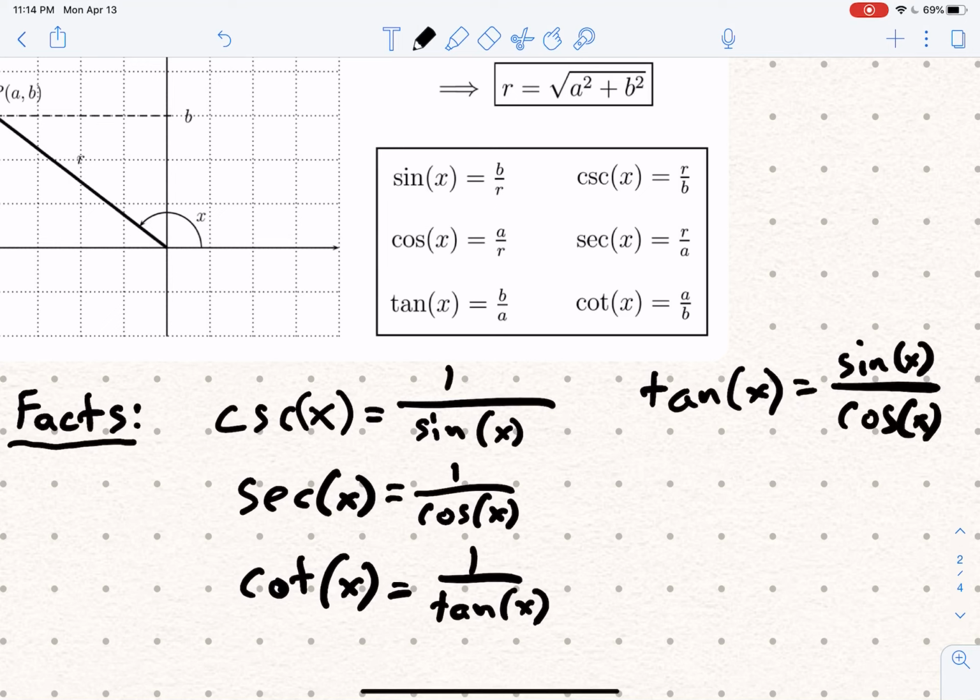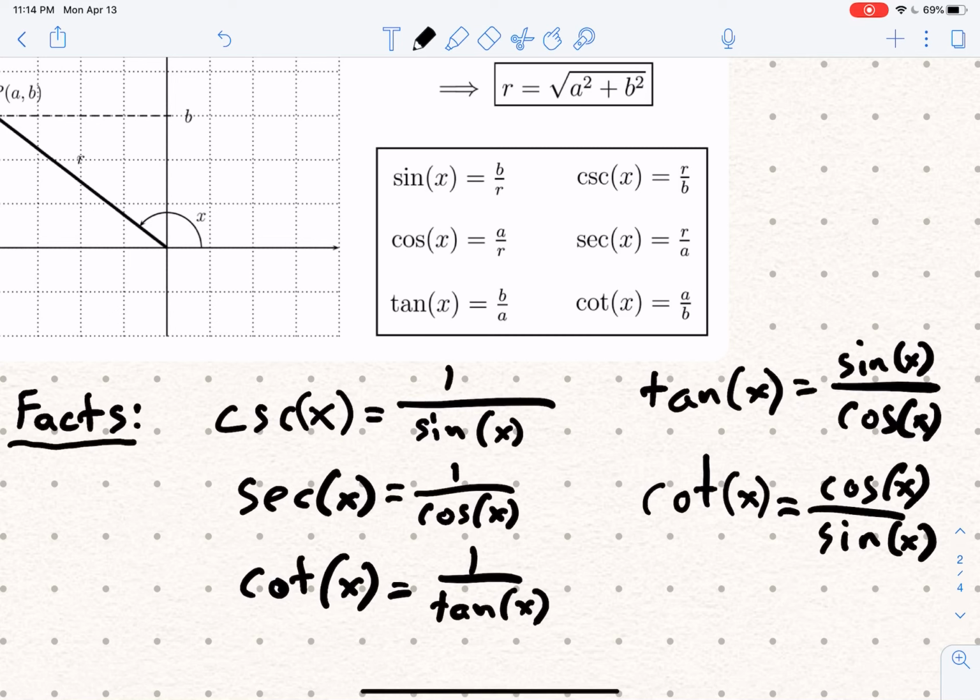And there's a similar one for the cotangent of x. Cotangent is 1 over tangent, but cotangent of x is also equal to cosine of x over sine of x. It's just the formula that we had for tangent here, flipped upside down, gives you cotangent.